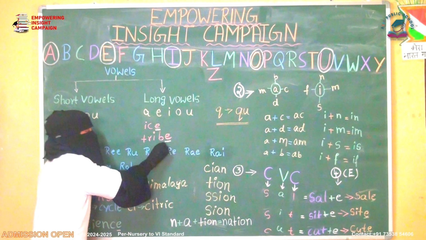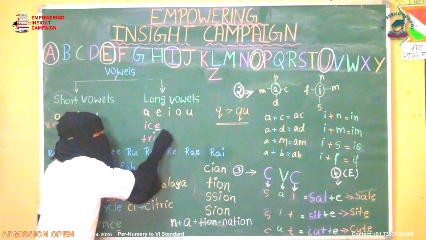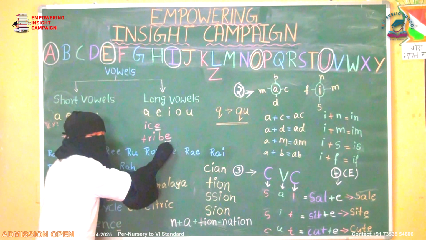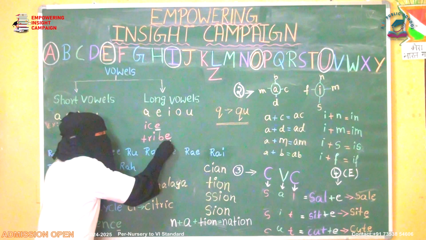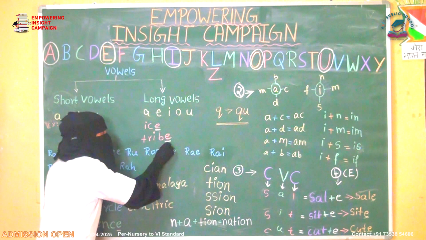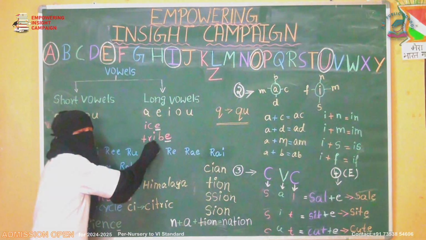Next, tribe. T, r, I, b. Last, already I have said, E will be silent. Whenever you are getting a silent E at the last, you have to pronounce the first vowel as its spelling itself.